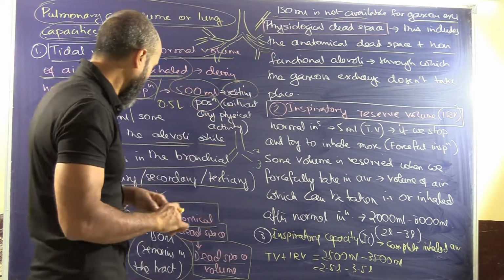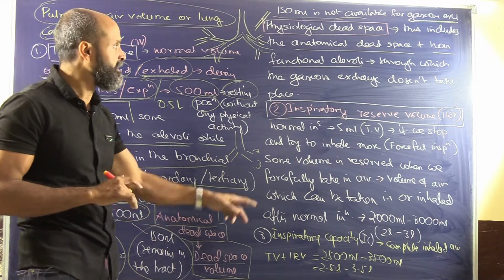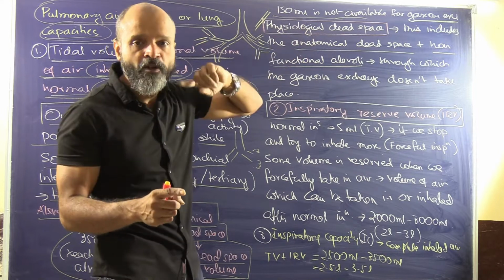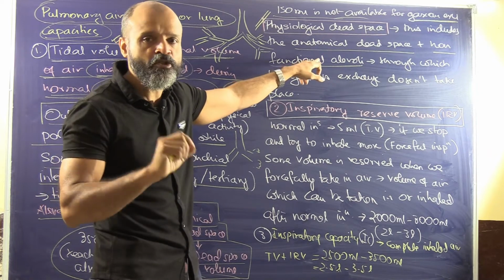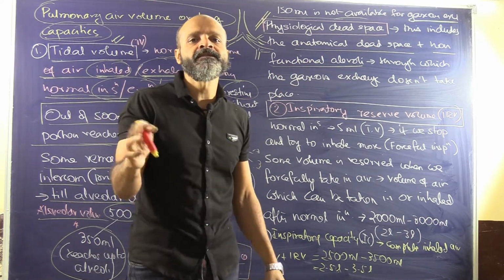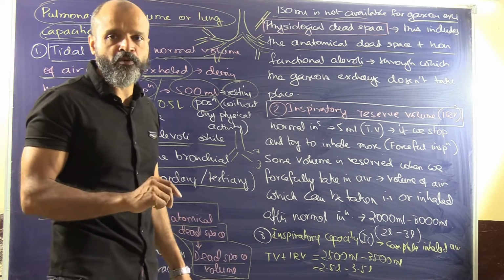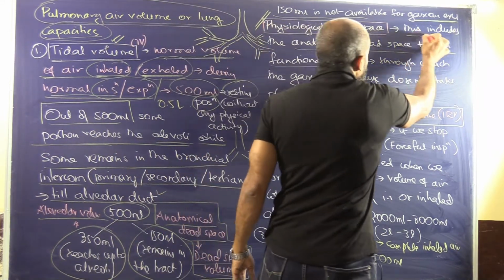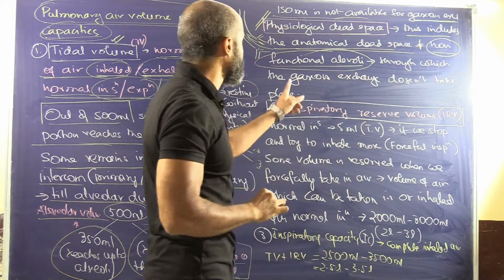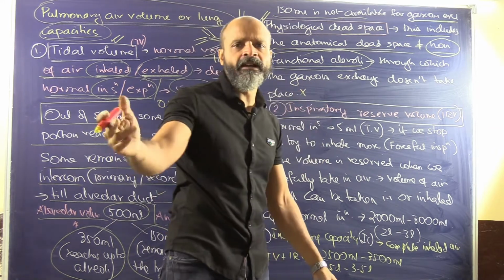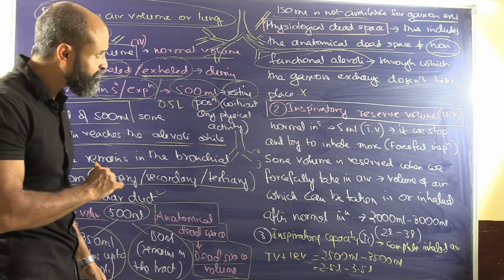Now we'll see, anatomical dead space is just about the bronchus, primary, secondary and tertiary, but physiological dead space includes the anatomical dead space plus there are some alveoli which are not functional. So the air reaches there, but it doesn't participate in the exchange of gases. The oxygen from that air will not come into our blood. In spite of the air reaching the alveoli, the gaseous exchange will not take place. These are some non-functional alveoli.